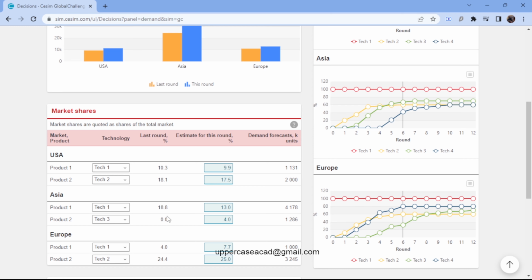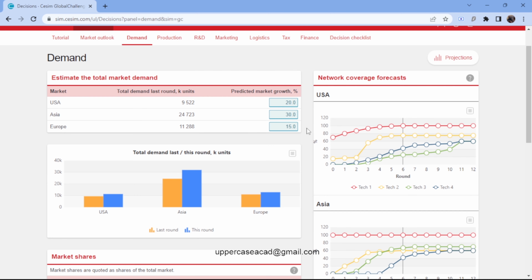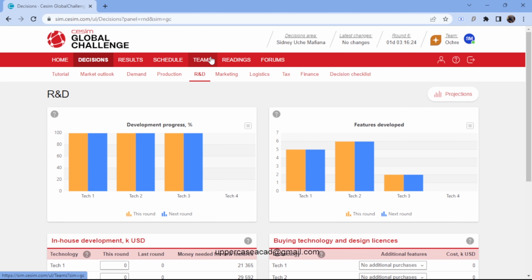So the next thing that we'll do after here is go to the R&D and look at the decisions that we have made in research and development. In the R&D we are looking at the investments made in three technologies: Tech 1, Tech 2, and Tech 3. But that's not all, because we have an exciting twist as we explore the addition of two new features for Tech 3. So without further ado, let's get started.